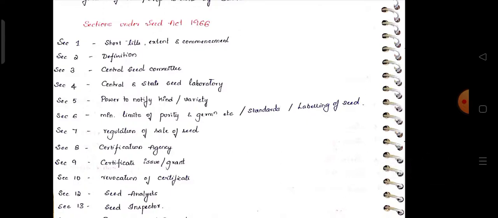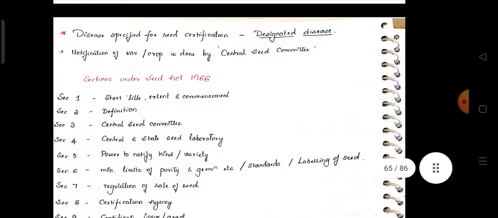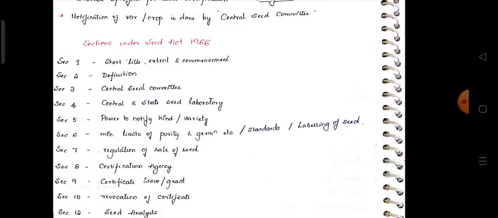Coming to the different sections under Seed Act 1966, till now I have discussed this many a time, but in a systematic way I have not told from section 1 to section 25. So one by one we shall see. Section 1 talks about short title, extent and commencement of the Act. Section 2 talks about definitions. Section 3 Central Seed Committee. Section 4 Central and State Seed Laboratory.